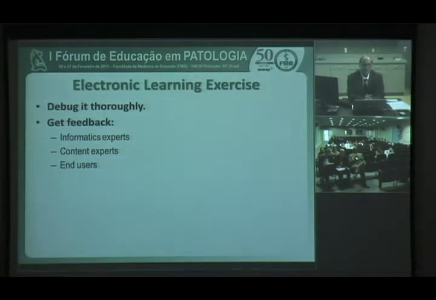So, an electronic learning exercise, make sure you debug it thoroughly. You have plenty of people around you. In terms of the informatics part of it, we have content experts. And of course, all the students, see what the usage is. Get feedback from them about how it is being used. If it isn't being used at all, then reconsider what it is you're going to do.